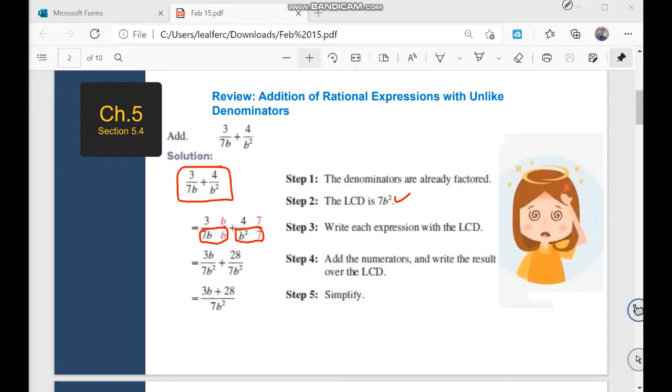Okay? So write each expression using the new least common denominator, add the numerators or the new numerators, and write the result over the least common denominator, just like this. And step number 5, simplify if you can, if it's possible.